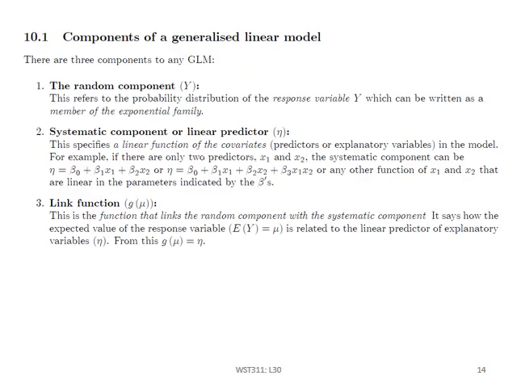Let's define the generalized linear model now. The generalized linear model is defined through three components. The first component of the generalized linear model is the random component. It is the random variable y, which is the response variable, which we assume is a member of the exponential family.